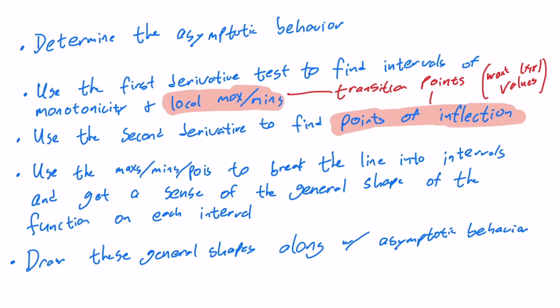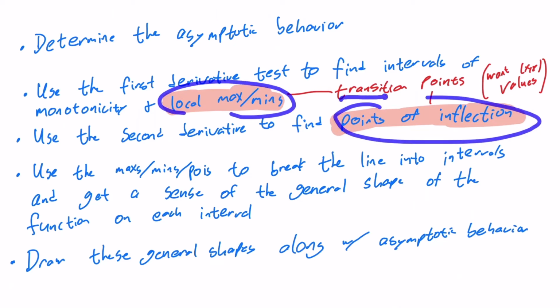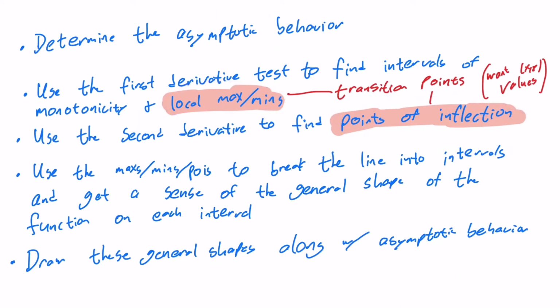We know how to do this. We've done this for the past couple sections. And I just want to note that these points of inflection and the local maximums and minimums are called transition points. And as always, we want the x, y values, because we're going to plot this, so we want to know where the x's and the y's go.